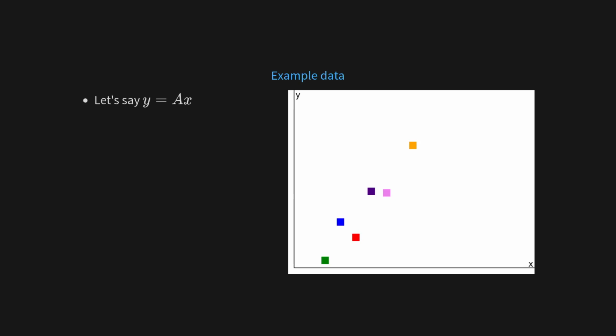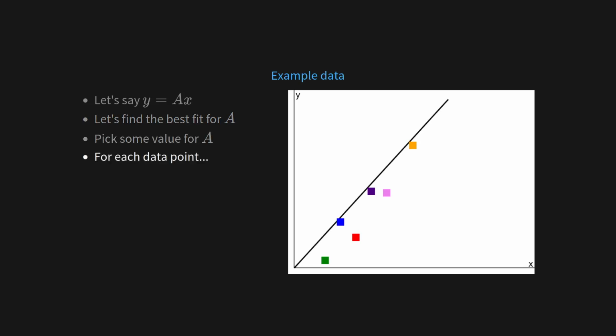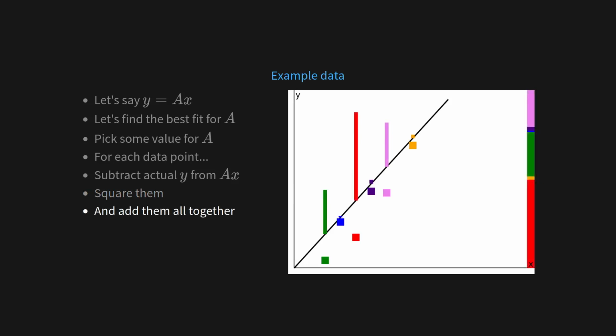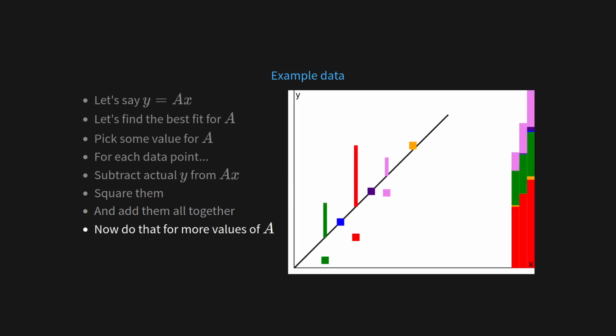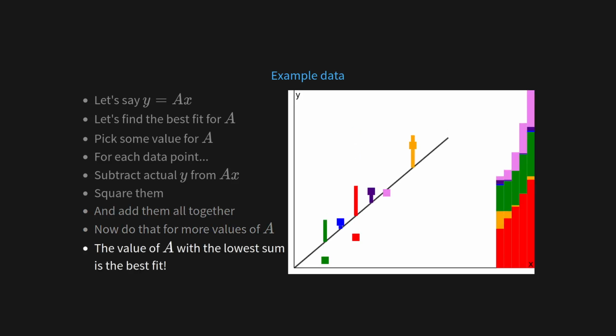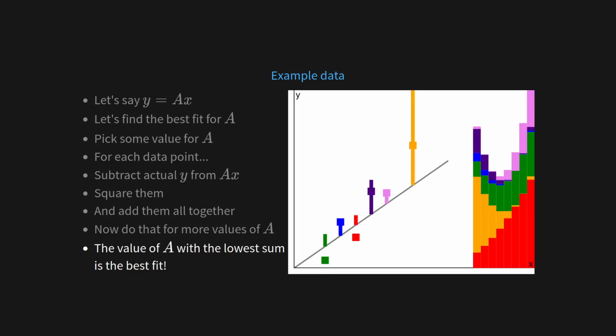Let's look at some example data and say that y equals ax, and we're trying to find the best fit for a. So let's pick a value for a. For each data point, we subtract the actual y from ax, and then square that difference, and then add them up all together. We can do this for a variety of a values. What we're doing is we're looking for the smallest sum. That's the best fit, and that's the one we'll use.